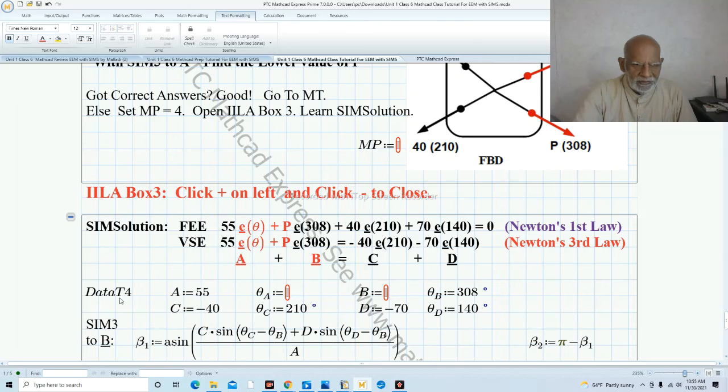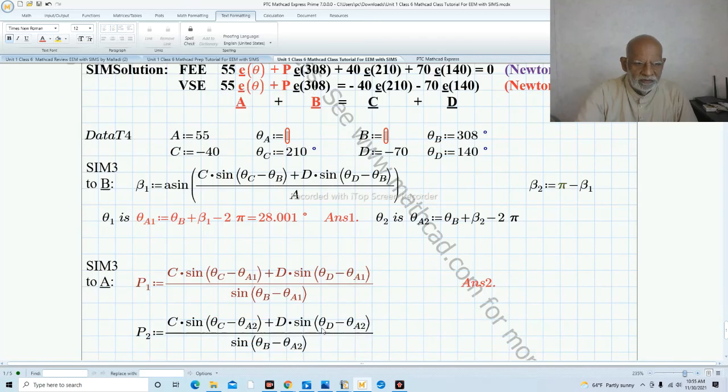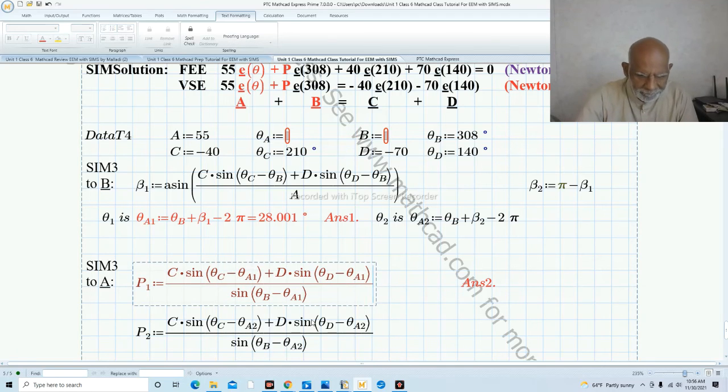All right. Now data T4 is equal to, again making sure this is 40 here. This is again minus 40 minus 70. So we find out B1, all right. So B2, so find out the values here, okay. This is one answer. This is another answer, but we have to choose which one to choose. We'll go for the SIM3 to A. So P1 is using this one, theta A1. This is theta A1, okay, and then here we have P2 is A2, okay. We are using this. Now let us compute this, okay.